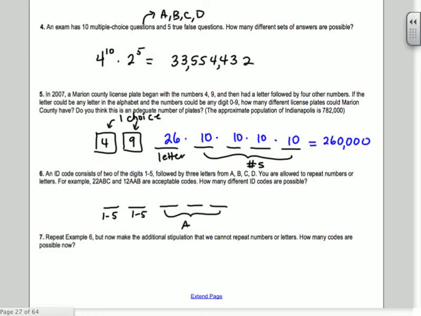It says you're allowed to repeat numbers and letters. So for instance, you could have 22, ABC, or you could have 12, AAB. Those are both allowed. So how many different ID codes are possible? So what do you guys think? What goes in the first blank?